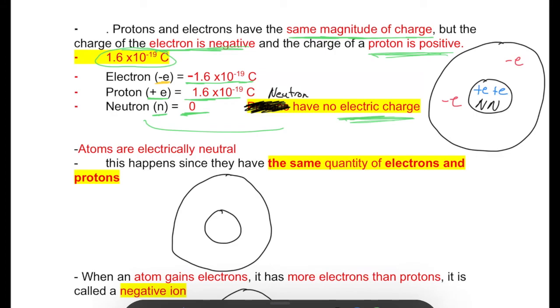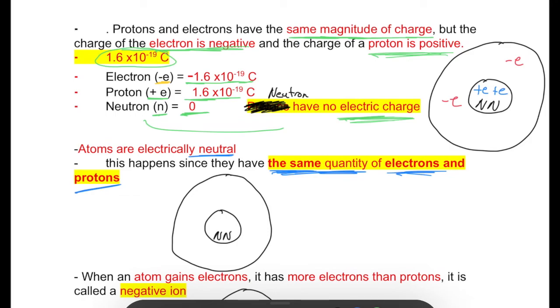Atoms are always neutral. Now, they want to be neutral. Motion of electrons can make them positive or negative, but they want to be neutral, and basically they're supposed to be neutral. Now, why are they electrically neutral? Because they have the same quantity of electrons and protons.